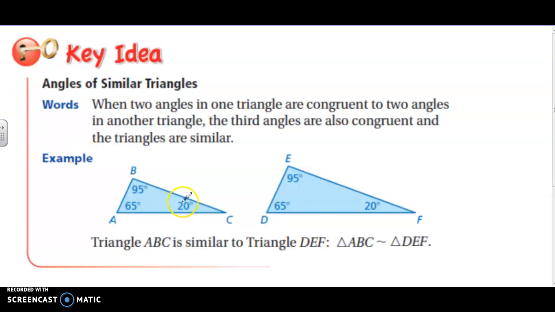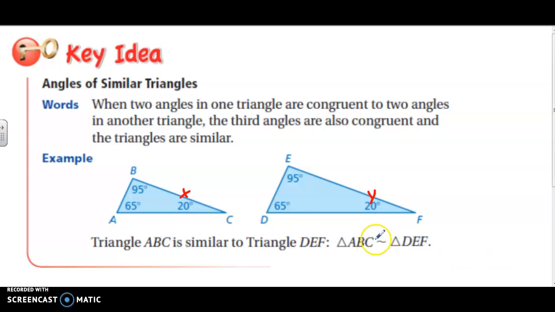For instance, if they didn't give you this 20 and instead they just said it was x, and they said this was y, well, since we know that this is 95 and this is 65, and this is 95 and this is 65, and in both triangles the interior angles have to add up to 180, then x would equal y, meaning that all three angles would be the same, and the two triangles would be similar. So we can use this information to find missing angles and to see if triangles are indeed similar.